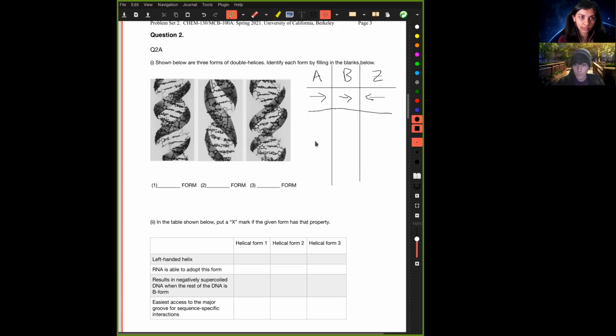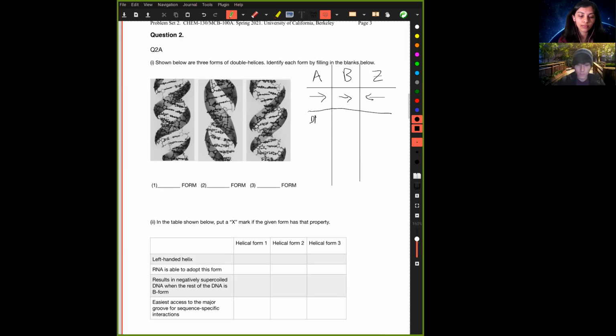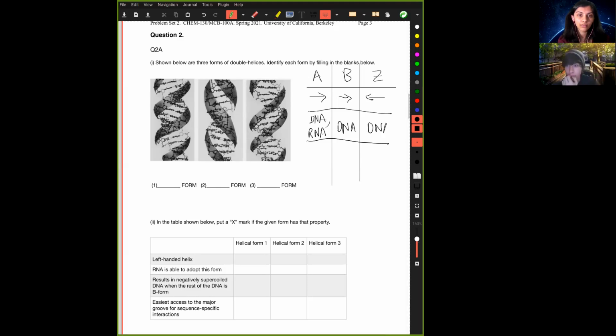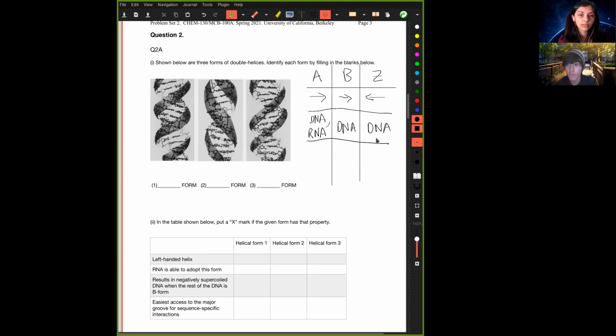So the next property I want to look at is which macromolecules can adopt each of the helices. So can anyone tell me which molecules can adopt the A form? RNA and DNA. Yep, RNA and DNA. And for B form, can anyone tell me which molecules can adopt that? Right. And then Z form? Yep, DNA again. So again, this is just because of the different sugar puckers possible in ribose versus deoxyribose that only allows RNA to adopt the A form.